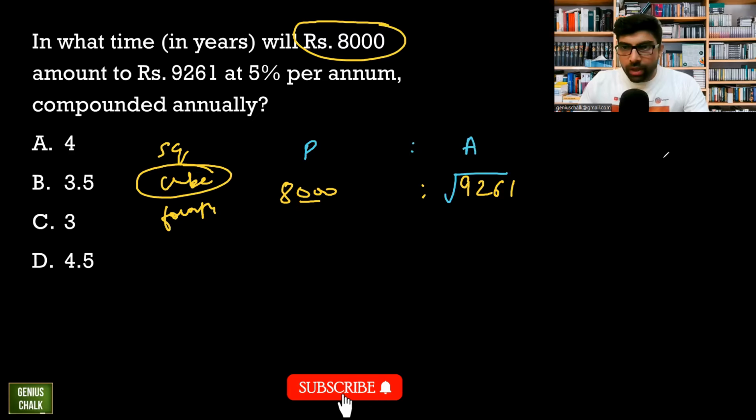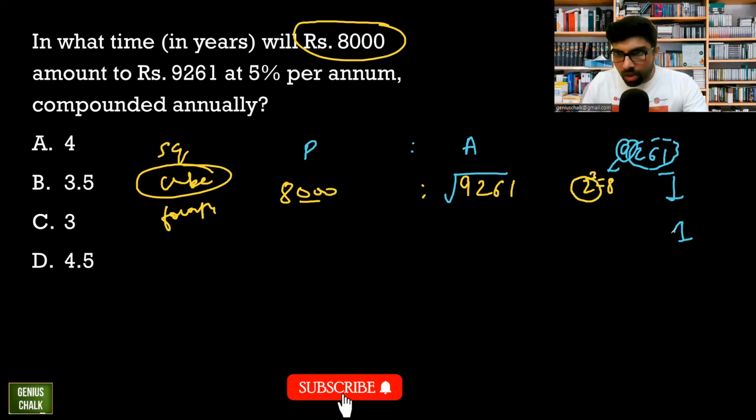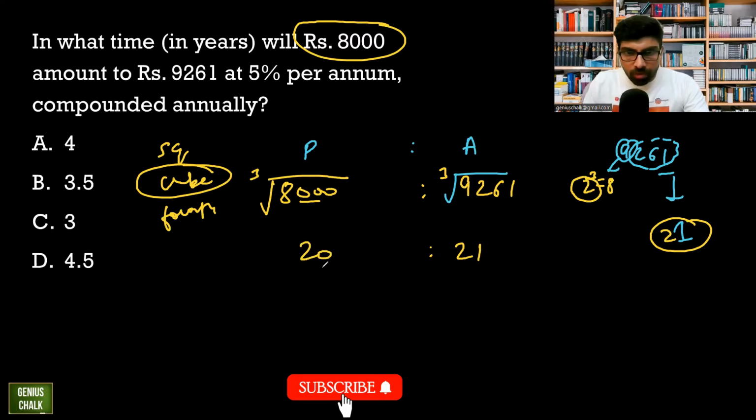Like, how to find it? Let's see. 9261, take the last digit. One cube is only one, so the last digit could be 1. Now for the cube root, forget the last 3 digits, focus on 9. What is the perfect cube less than 9? That is 2. 2 cube, that is 8. That means your answer will always start with 2. So this is a perfect cube of 21. And this 8,000 is a perfect cube. It is of 20. 20 cube is 8,000.